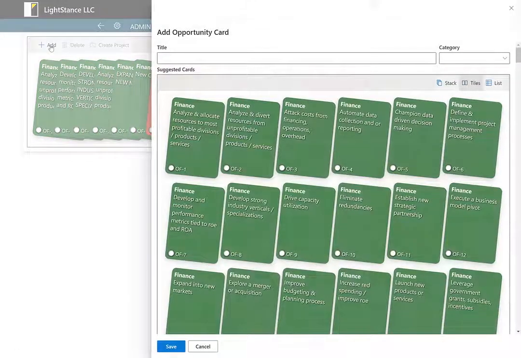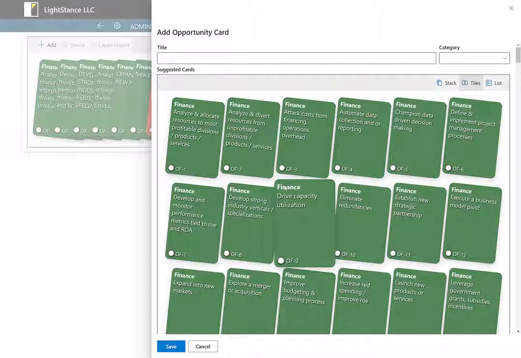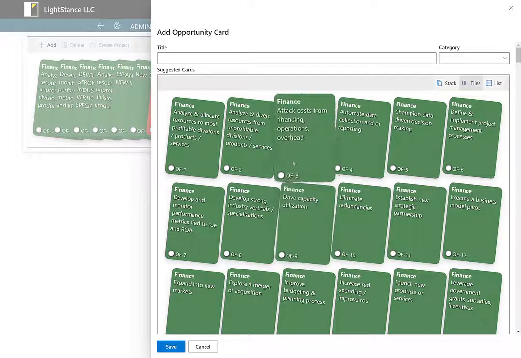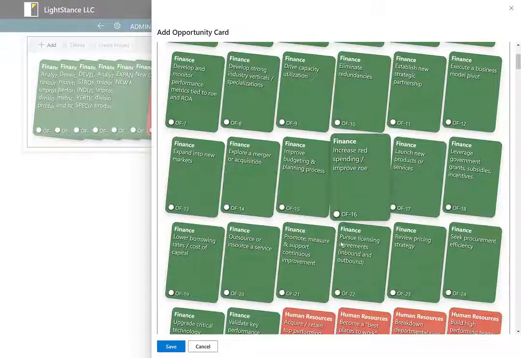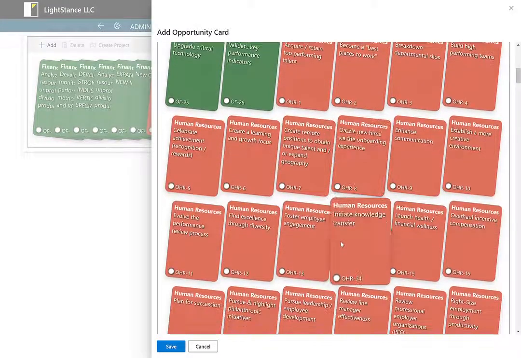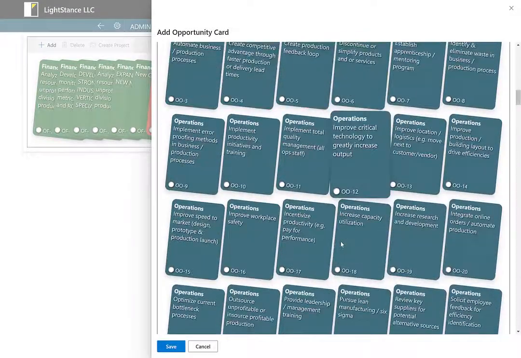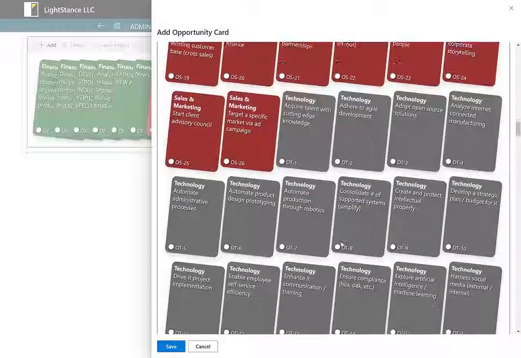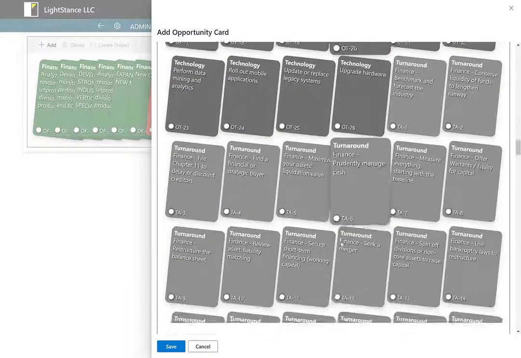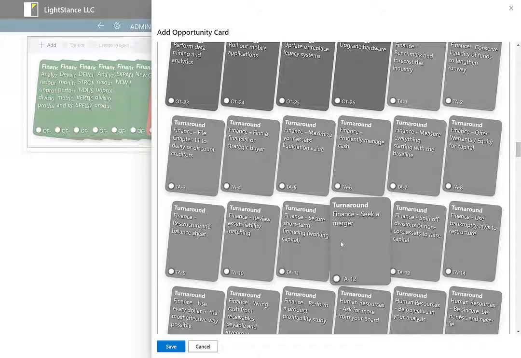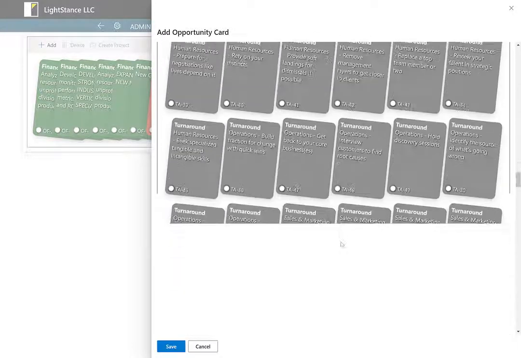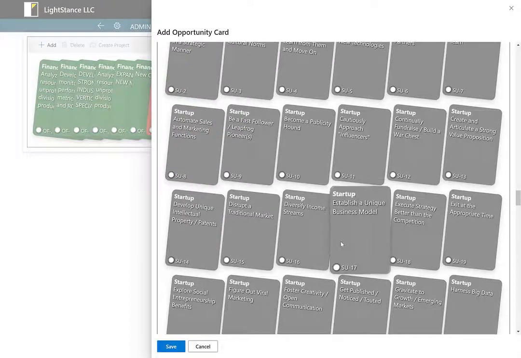So to add an opportunity, and again, we've gamified the discussion process or the idea generation process with physical decks of cards that are digitally represented here. So there are catalysts for ideation with finance, with human resources, with operations, sales and marketing, technology, and then we have specialty decks. So if your organization is in a turnaround phase, or if you have a startup situation, we have topics that are very specific to your exact situation.